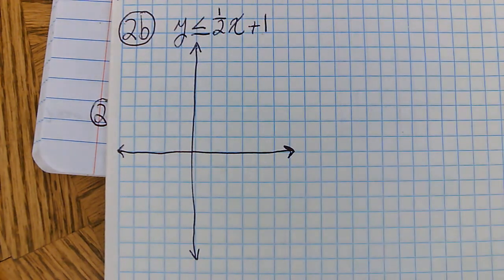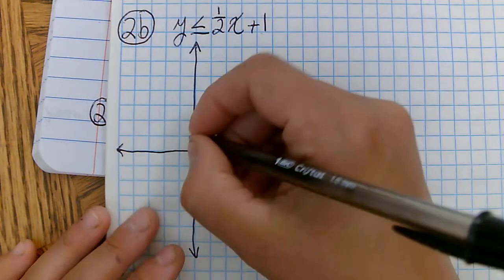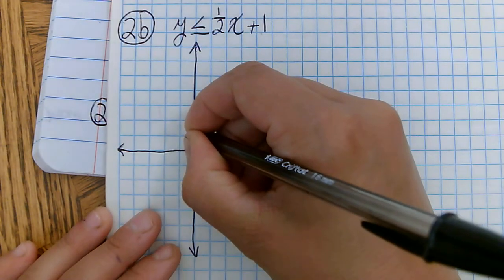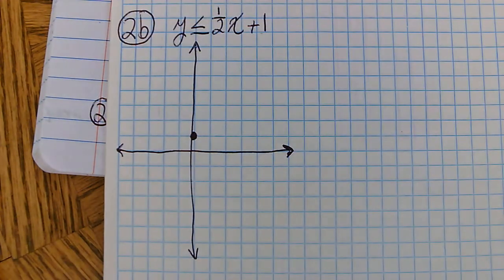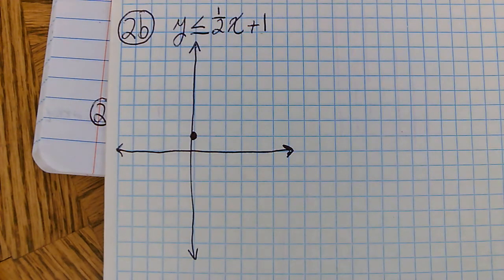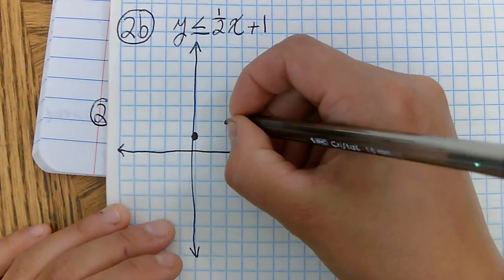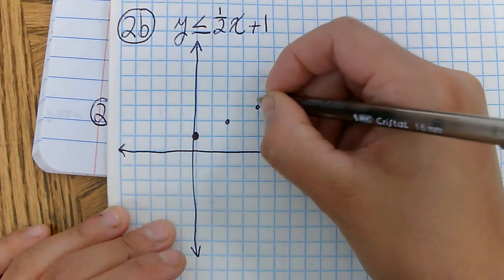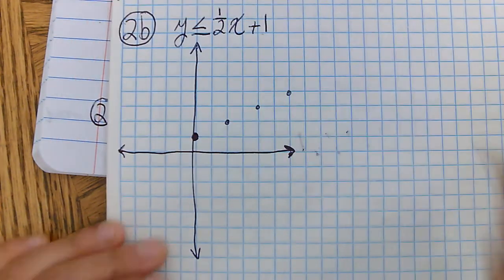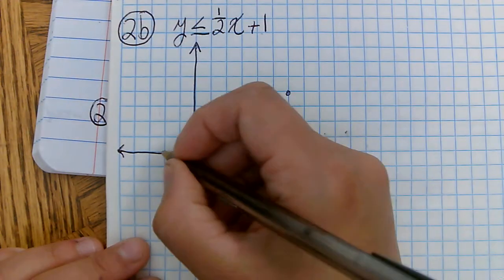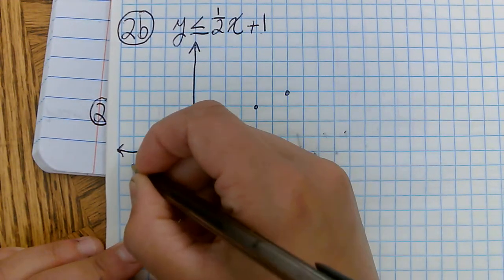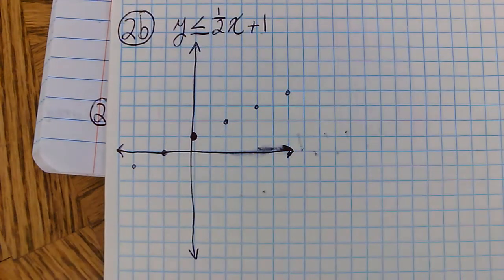So here is my y-intercept. I'm going to plot my first point there. The slope is the coefficient in front of x, which happens to be 1/2. So I'm going to go up 1 over 2, up 1 over 2, up 1 over 2, and I'll plot some beneath as well. There we go. Oh, I smudged.